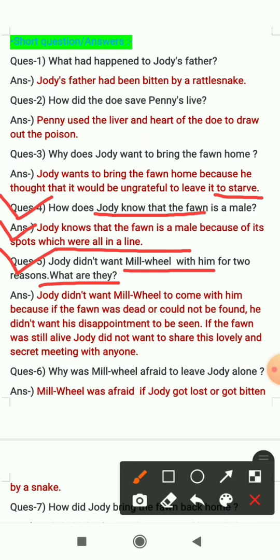Millville is another character of the lesson who went with Jody when he went to the forest to search for the fawn. But at that time, Jody did not want Millville with him for 2 reasons. And what were the 2 reasons?